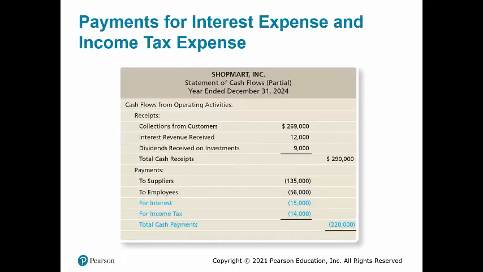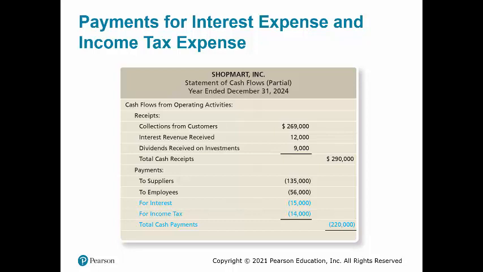Next, we need to determine the payments for interest expense and income tax expense. These cash payments are reported separately from the other expenses. The accounts related to interest payments are interest expense from the income statement and interest payable from the balance sheet. There is no interest payable account on the balance sheet. So the interest expense from the income statement must be all of the amounts that were paid in cash. So the statement of cash flows shows cash payments for interest of $15,000.